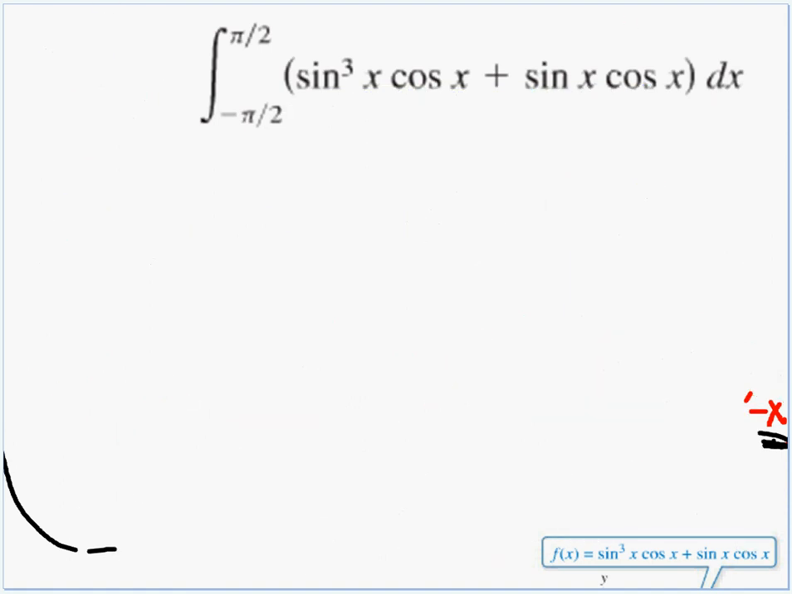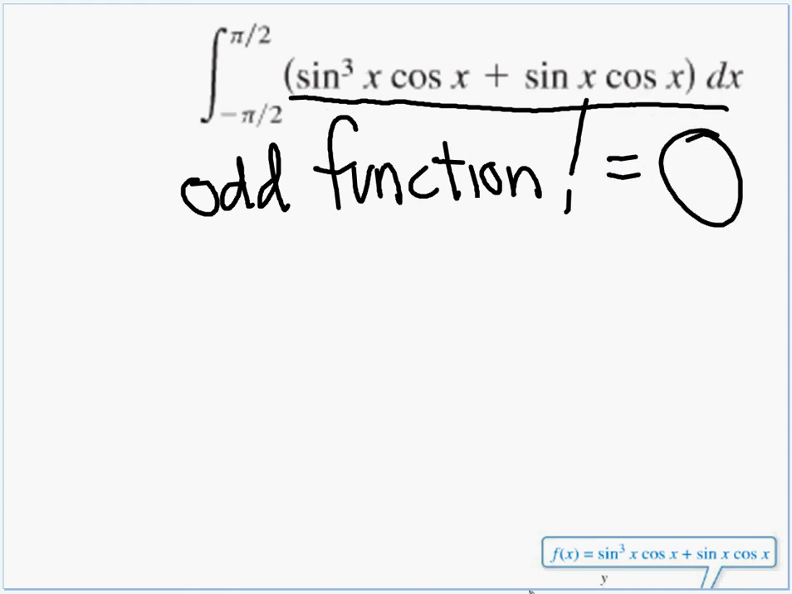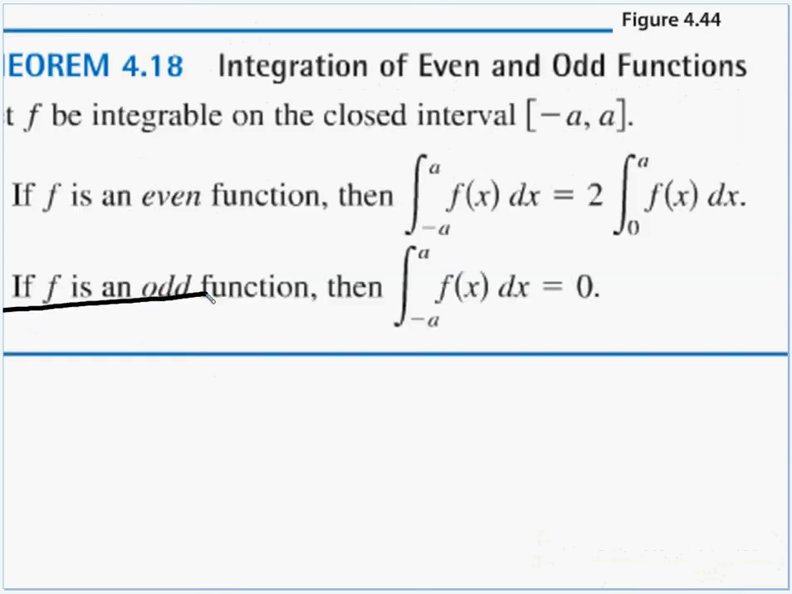Because the upper and lower limits are the same, positive and negative half pi, and our function here is definitely odd, that whole thing is just equal to 0. It's that easy. That is this theorem here. If we have an odd function and our upper and lower limits are the same, positive and negative, that integral is equal to 0, because this graph will have an equal amount of area above and below the x-axis.